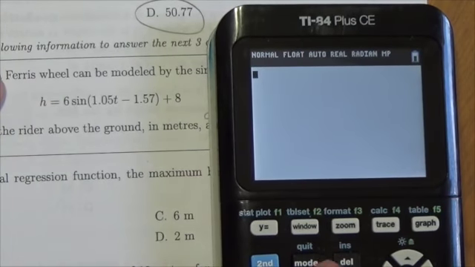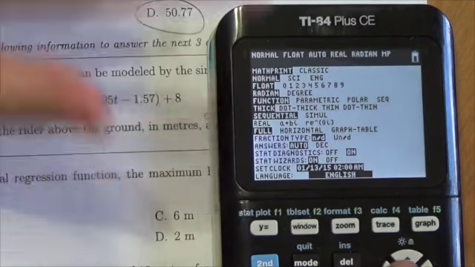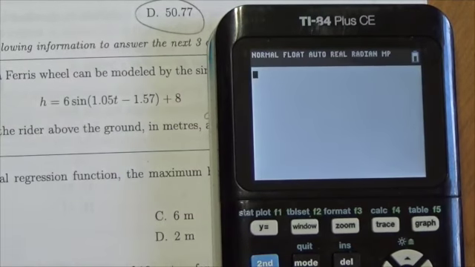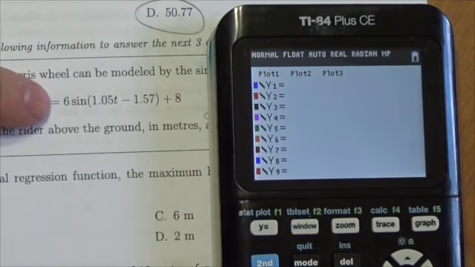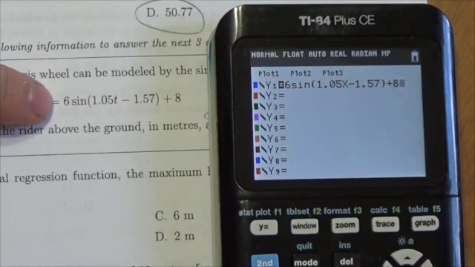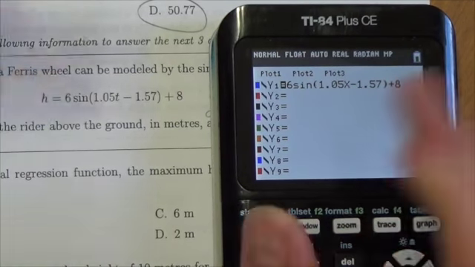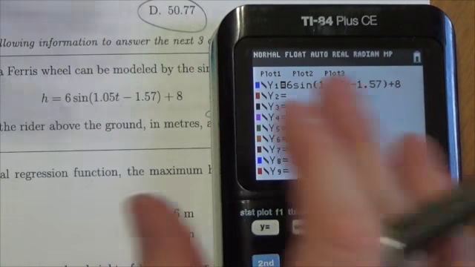First of all, when I enter this in, remember that a word problem should be in radian mode. So I've got to make sure that the calculator is in radian mode, and it is, which is good. Now I press y equals, and it'll be 6 sine of 1.05x minus 1.57. Close the brackets there. Please make sure you do that. Plus 8.